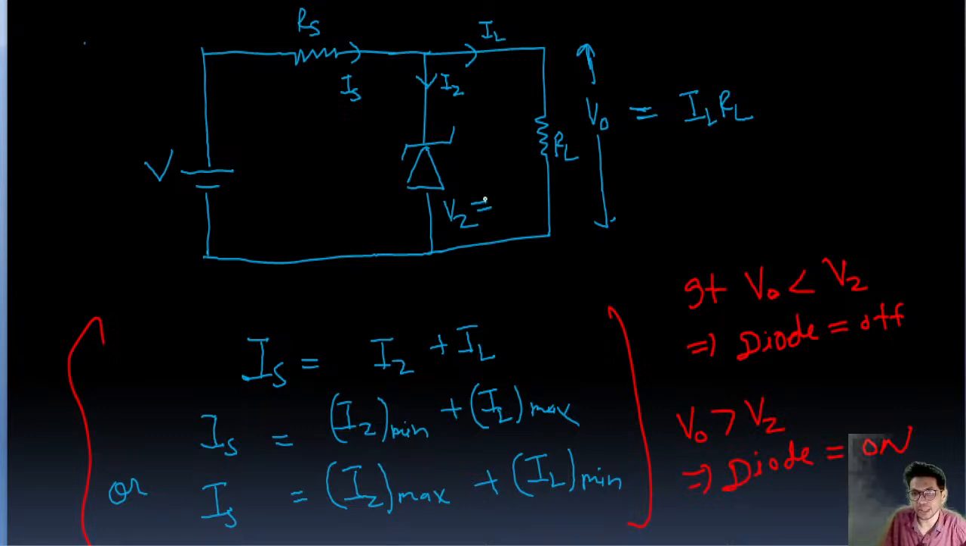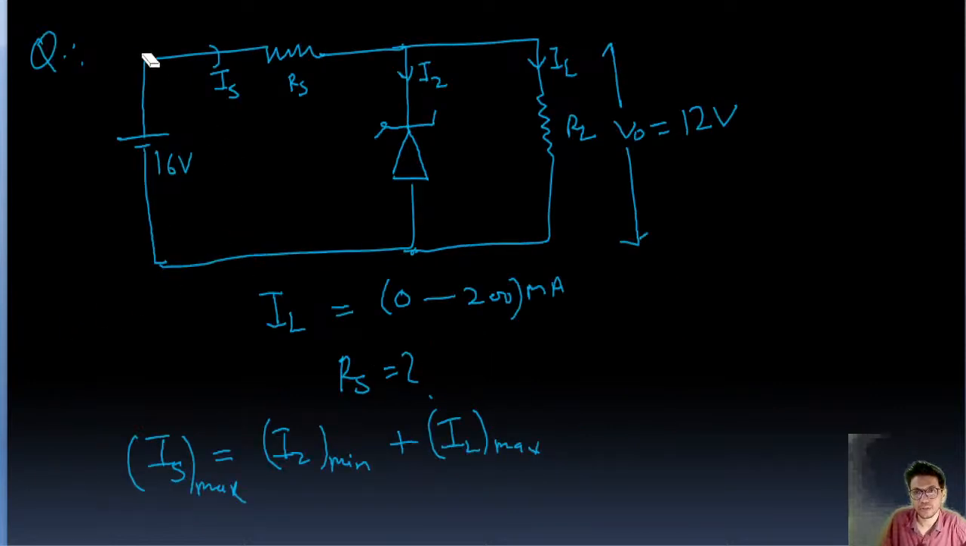VZ is given, that is 12 volt. So in this circuit, if we use KVL, this is 16 minus IRS minus this one.